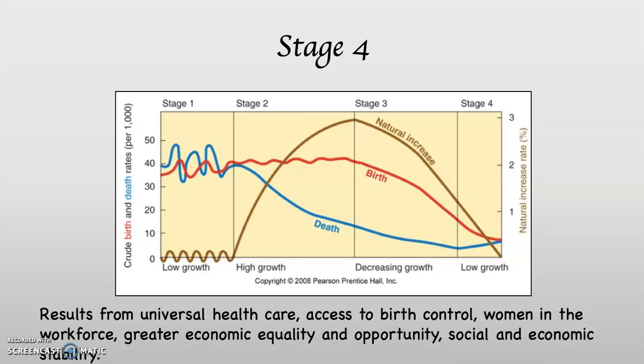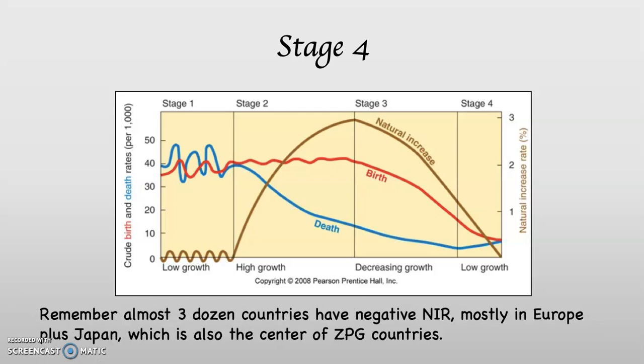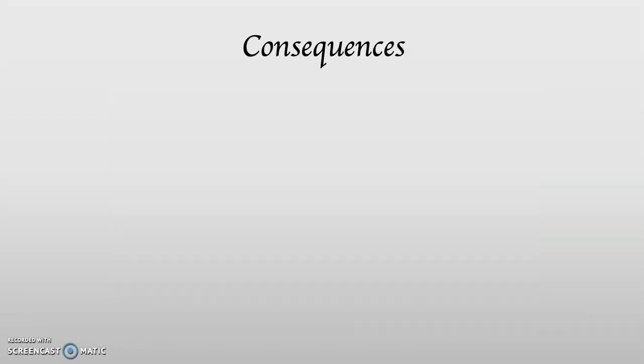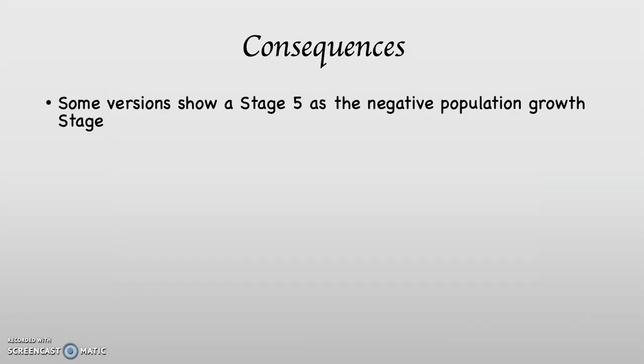What causes this? Well, this results from universal health care, access to birth control, women in the workforce, greater economic equality and opportunity, and social and economic stability. Remember, almost 3 dozen countries have negative natural increase rates, mostly in Europe plus Japan, which is also the center of the zero population growth countries in the world, Europe and Japan. What are the consequences of this?